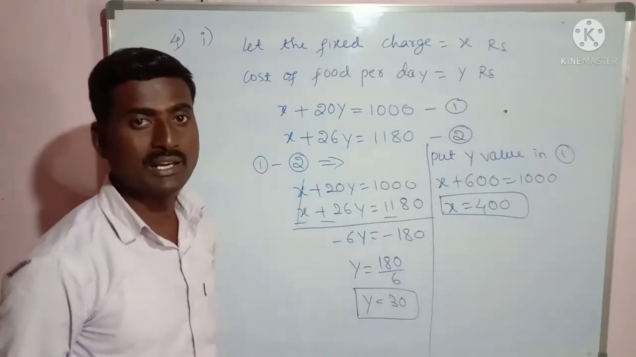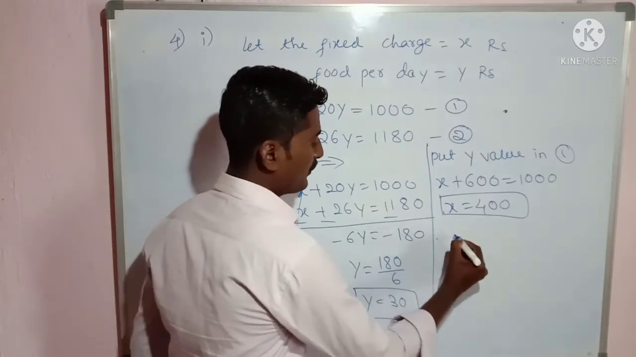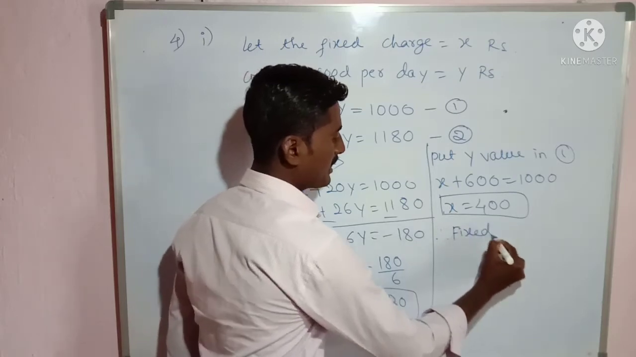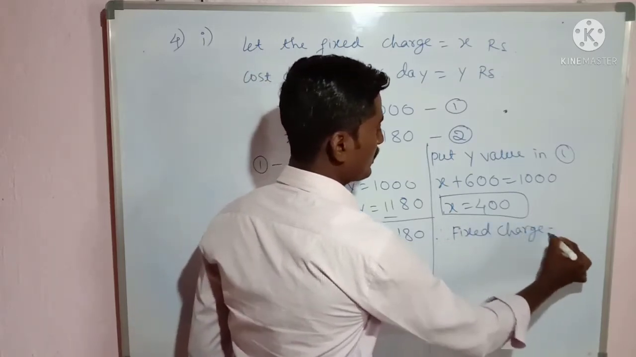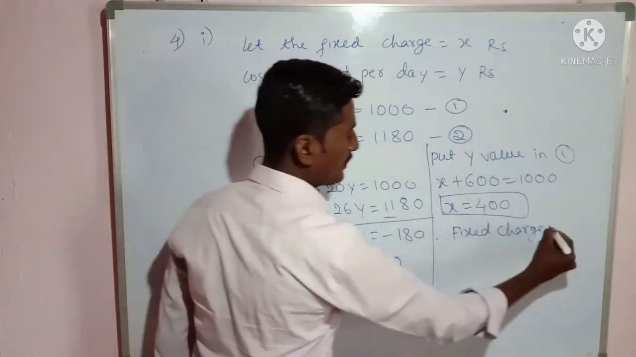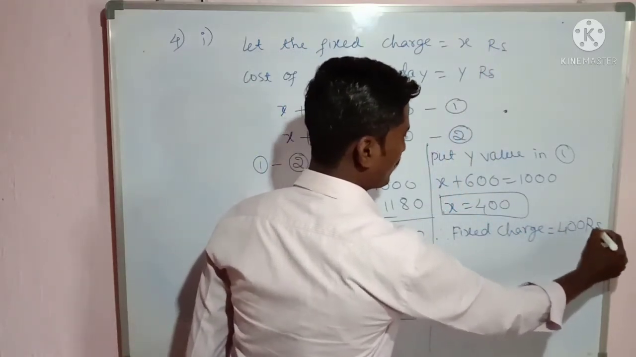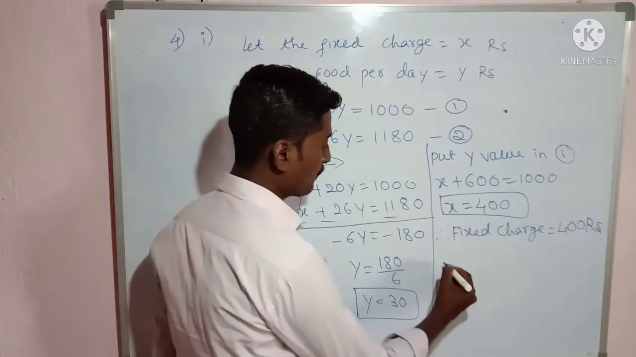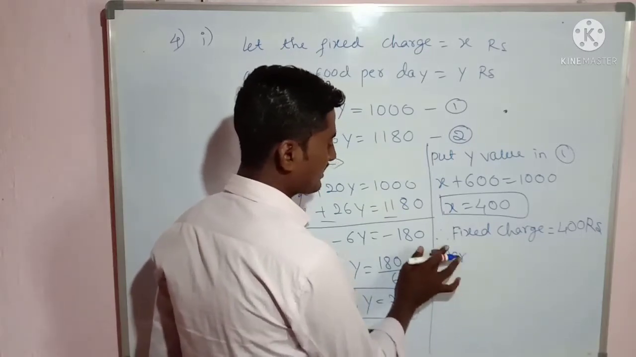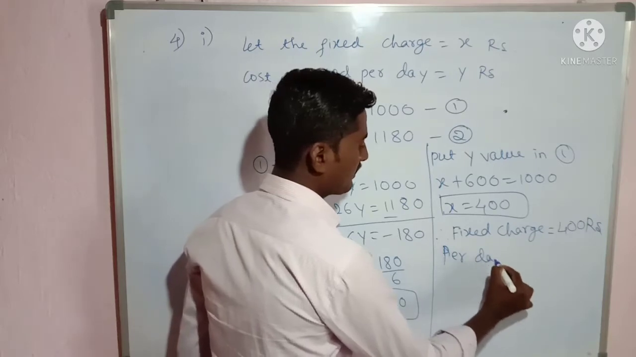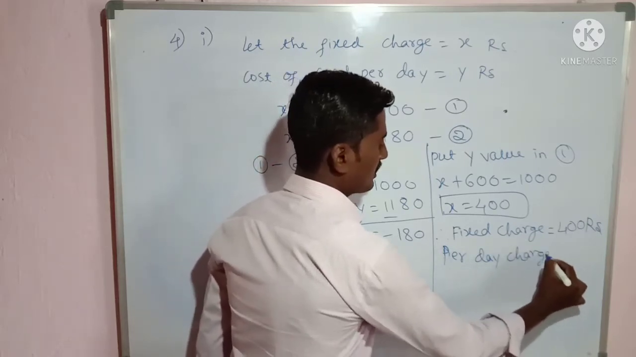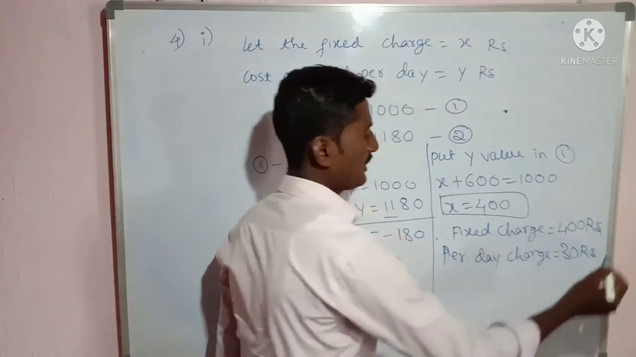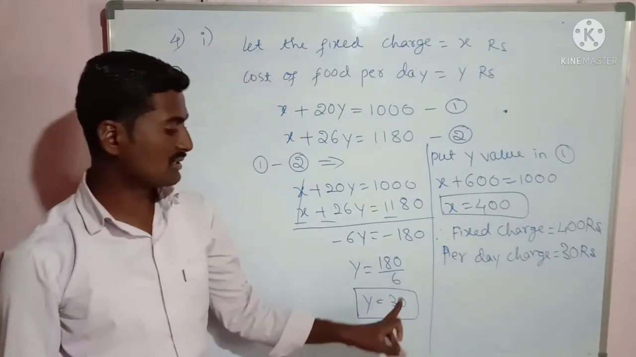Now we have to write the conclusion. Therefore, fixed charge is equal to x. Fixed charge I have taken as x. X is nothing but how much? 400 rupees. You must write the unit. And cost of food per day, per day charge also I can write, it is equal to y. Y is nothing but how much? 30 rupees.